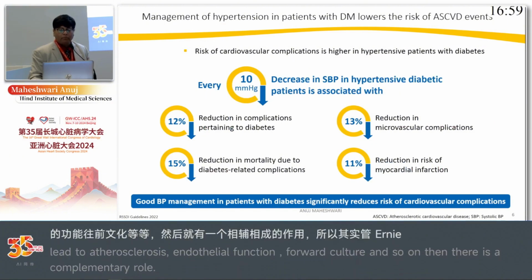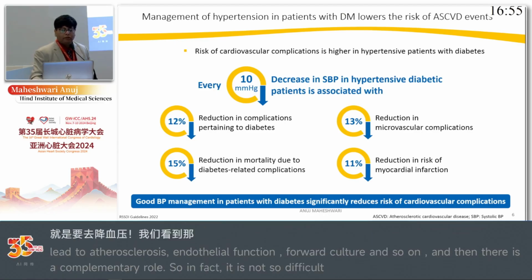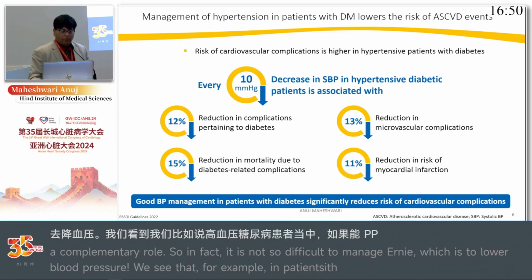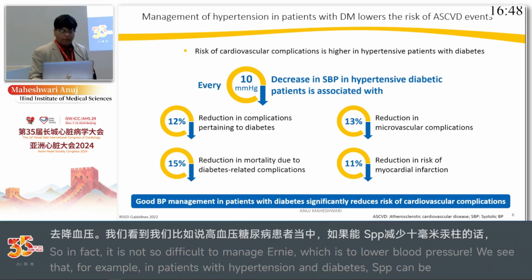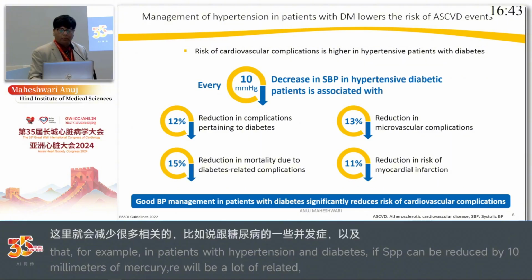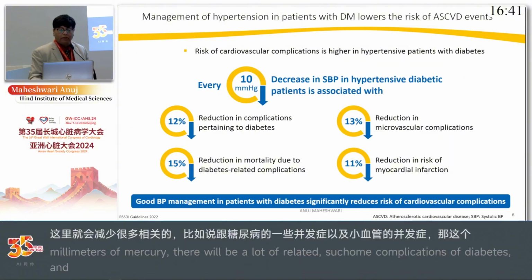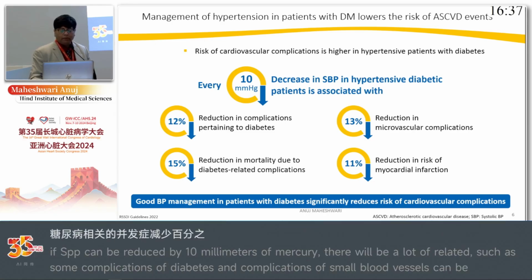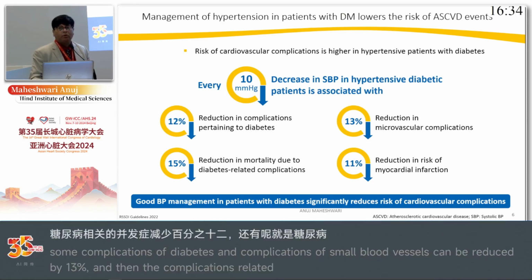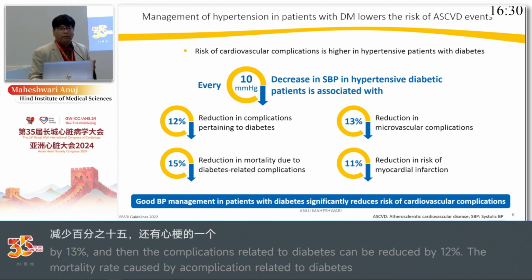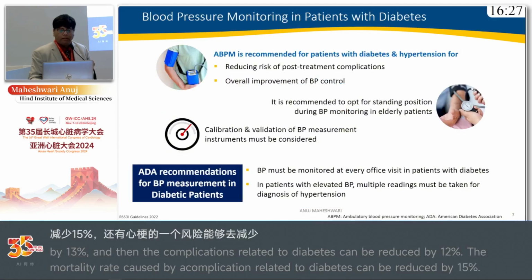Every 10 mm of mercury decrease in systolic blood pressure in a hypertensive diabetic patient is associated with a 12% reduction in complications pertaining to diabetes, 15% reduction in mortality due to diabetes-related complications, 13% reduction in microvascular complications, and 11% reduction in risk of MI. Good BP management in patients with diabetes significantly reduces the risk of cardiovascular complications, and sometimes it adds value even more than hyperglycemia control.